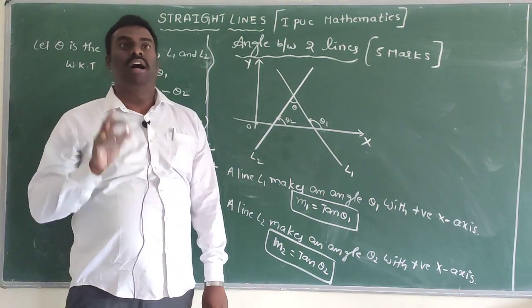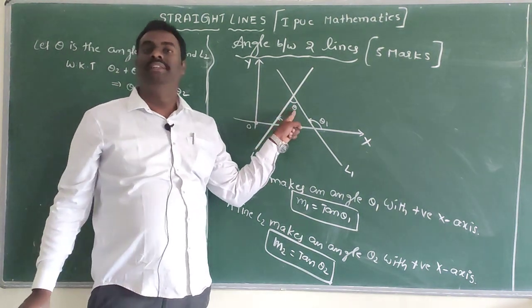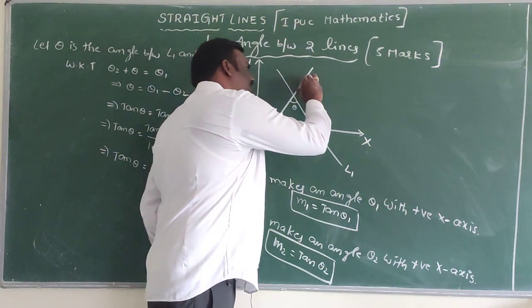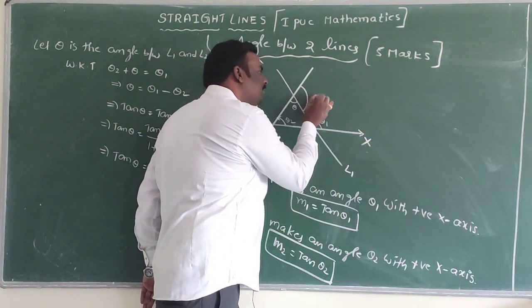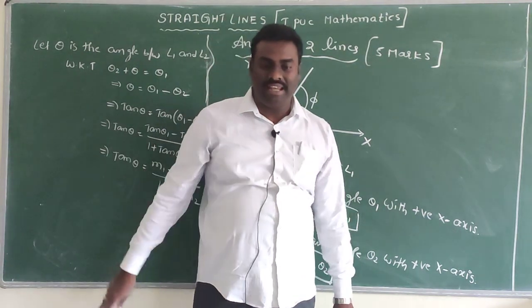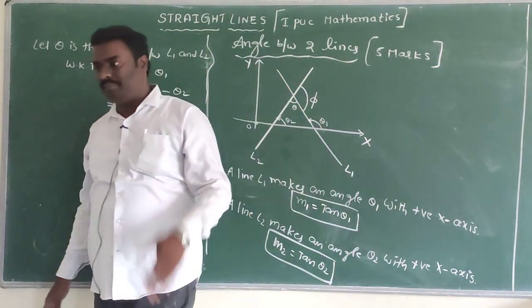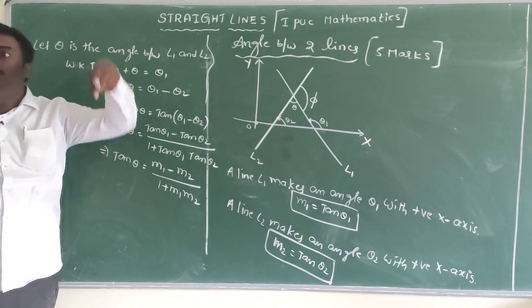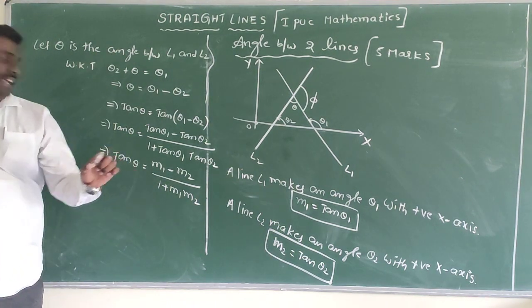Children, observe one thing: here I took the angle as an acute angle. Suppose I take the angle like this, that is called an obtuse angle. In that case, a minus sign will come. To avoid this problem, I can take the modulus for the final answer.